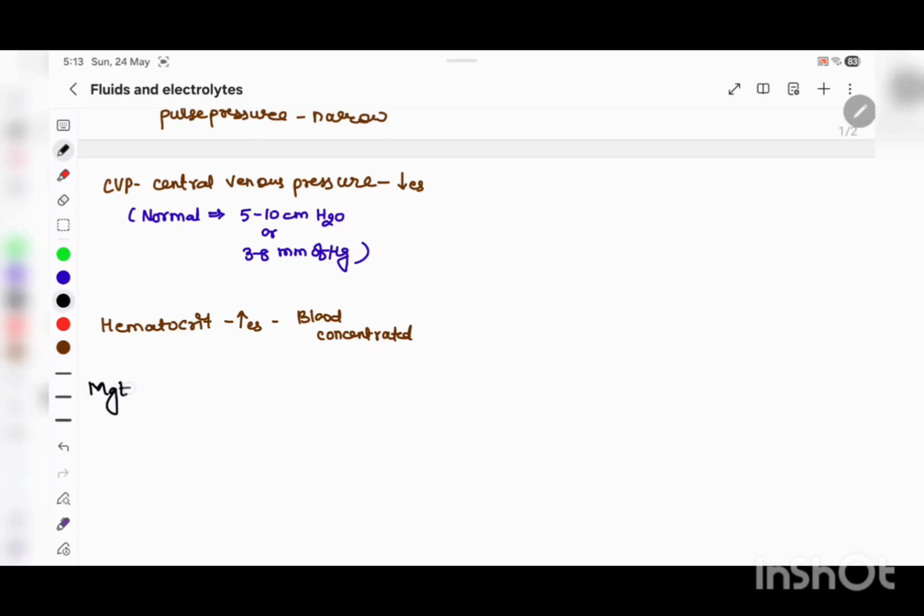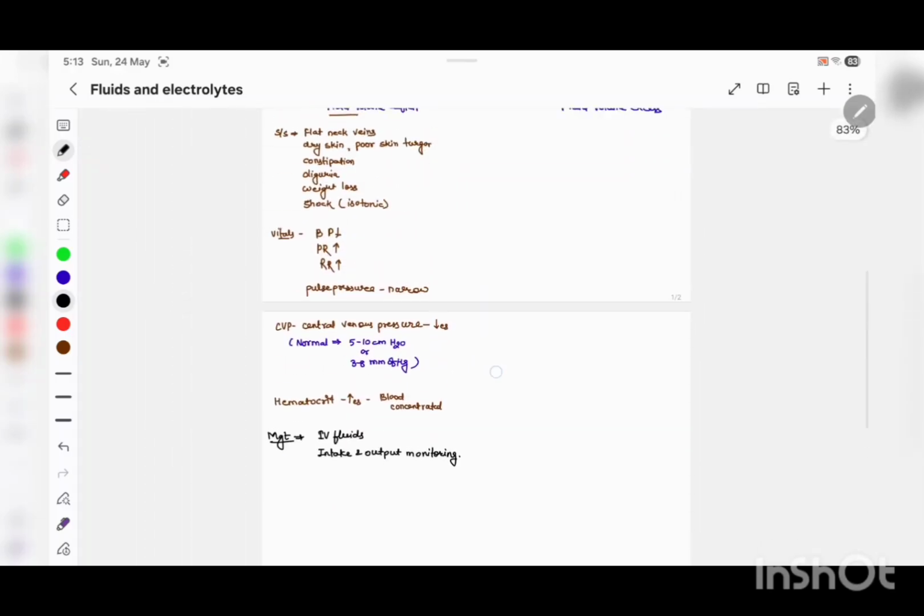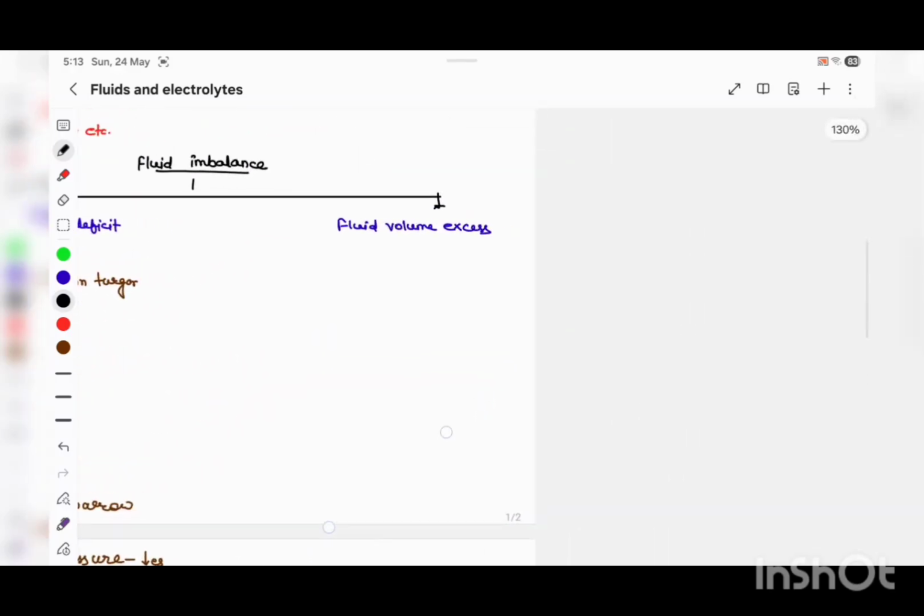This is a very important topic, fluid volume or fluid imbalance. So what is the management of fluid volume deficit? We can give IV fluids, and this is the most simple way we are treating fluid volume deficit in the hospital. And we are also checking intake and output to make sure there is normal output or the recovery of the patient. So we'll be checking intake and output. So this is all about fluid volume deficit.